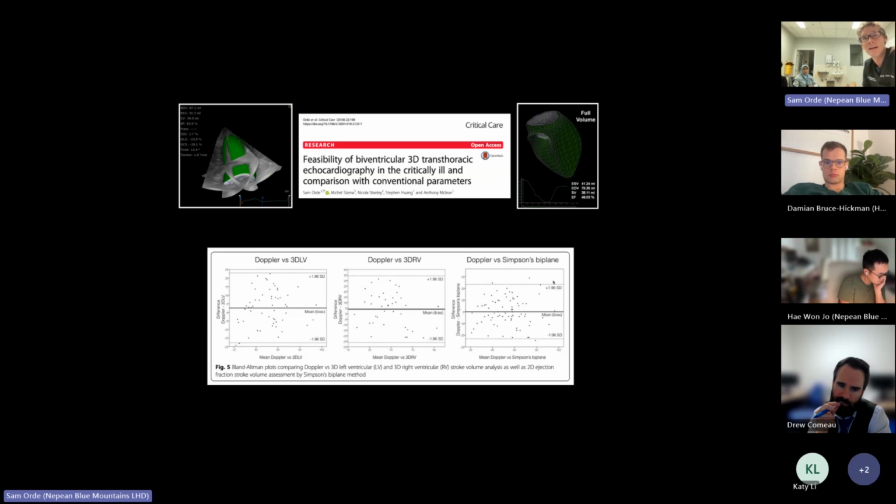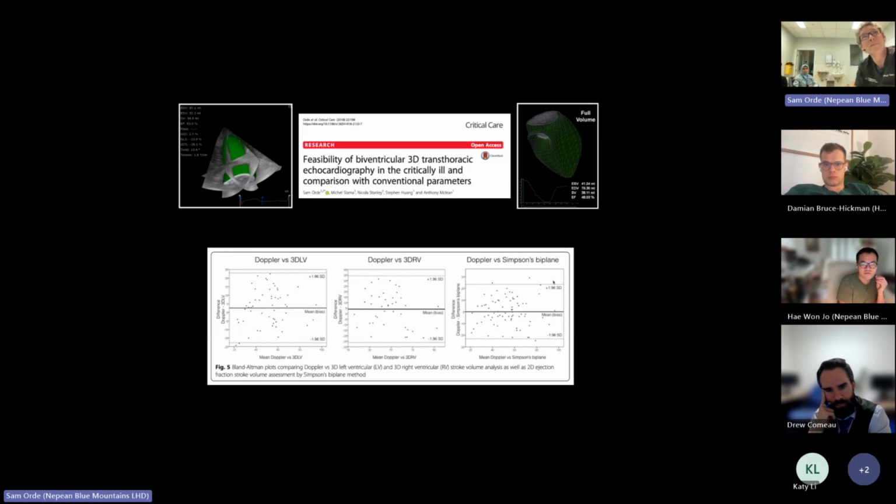So at the end of the day, the study which we looked at for the LV, and it was even worse with the right ventricle, where we had up to 25 to 35% differences in our stroke volume assessment for Doppler versus 3D and volumetric analysis. I ended up coming through saying it probably wasn't quite ready for the critically ill population.